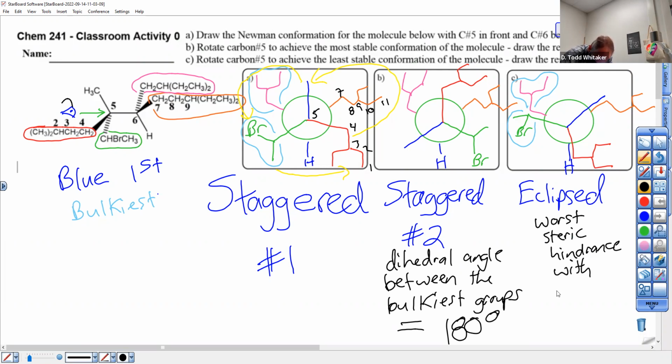With bulkiest groups. What do you call it when a group's right in front of a group? Eclipsed. And the answer that I erased did not have the bulkiest groups eclipsed. It had the bulkiest with a less than bulkiest. Not as bad. Things weren't as close in space.